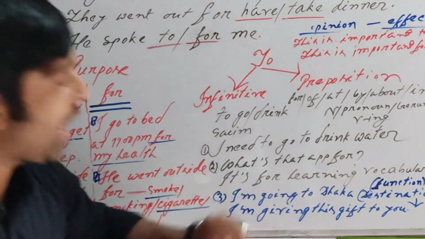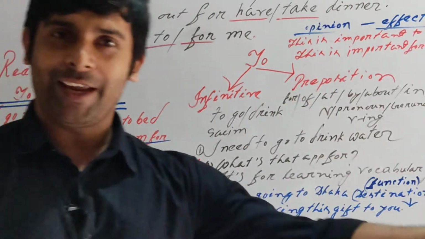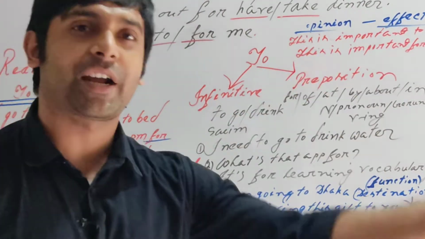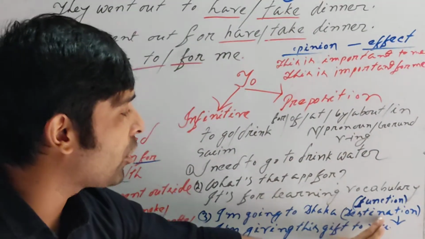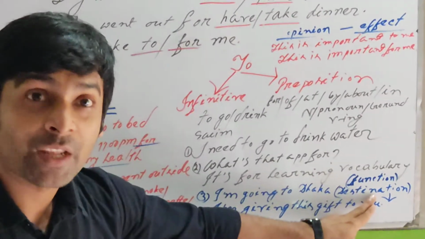Next one. I am going to Dhaka. So where are you going right now? I am going to Dhaka. I am going to market. I am going to school. I am going to college. I am going to university. That's called my destination.